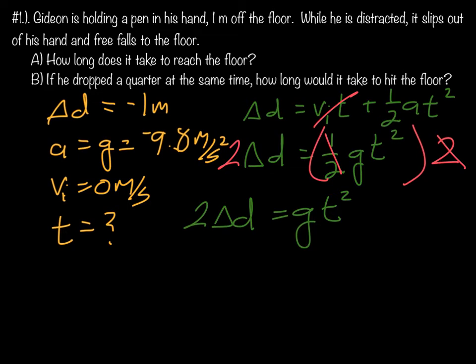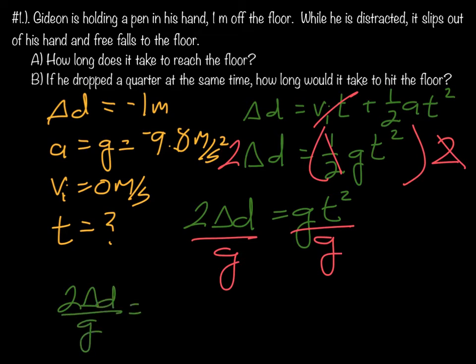Now I need to move the g. So to move g, I have to divide by g on both sides. Okay, and that gives me 2 delta D divided by g equals t squared. Then, in order to get t by itself, I'm simply going to take the square root of both sides, and when I square root t squared, the squared goes away, and there's my equation: t equals the square root of 2 times delta d divided by g.